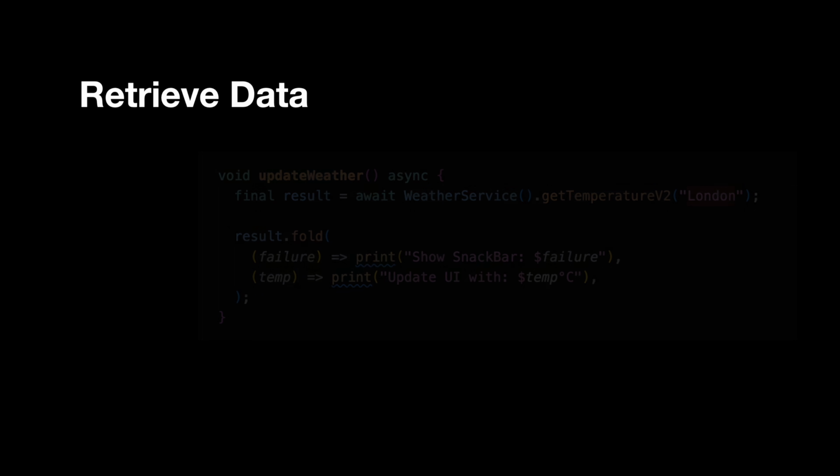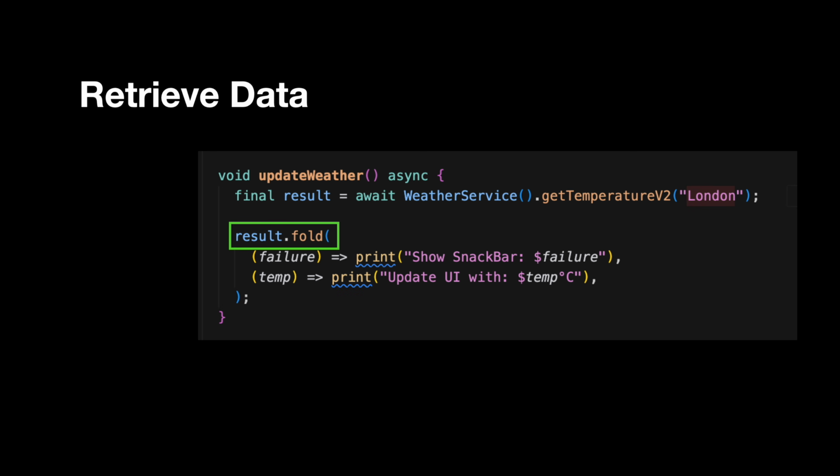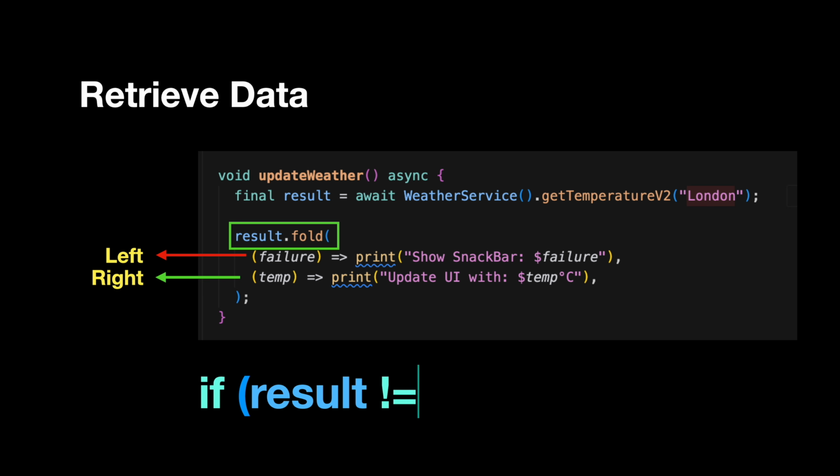To get the data out, we use the fold method. Fold takes two functions. The first runs if it's a Left, and the second runs if it's a Right. This is the magic of dartz. It's impossible to access the temperature without also providing a way to handle the error. No more "if result != null" checks.